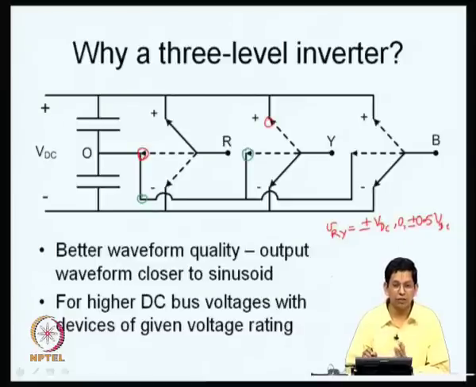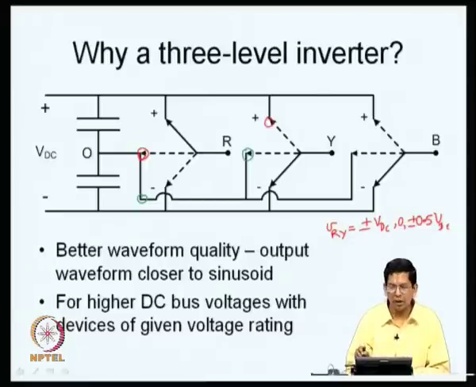Here you have 5 different values: plus VDC, plus 0.5 VDC, 0, minus 0.5 VDC and minus VDC. So, the sinusoidal voltage you want is the desired voltage, and what we are going to apply is not going to be the same as the desired voltage, but we can get closer to that because these plus 0.5 VDC and minus 0.5 VDC levels are available.